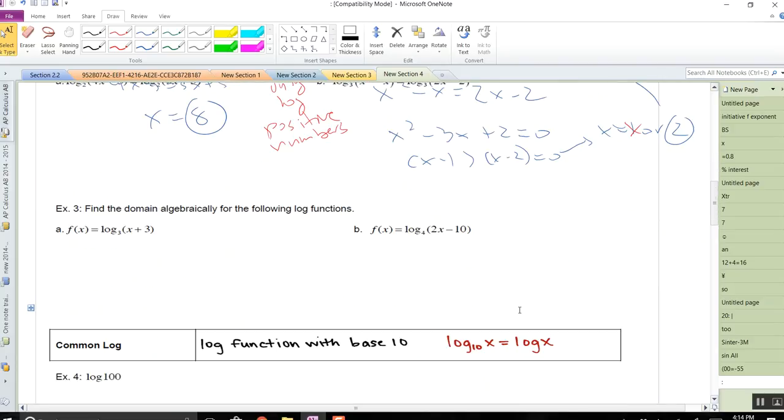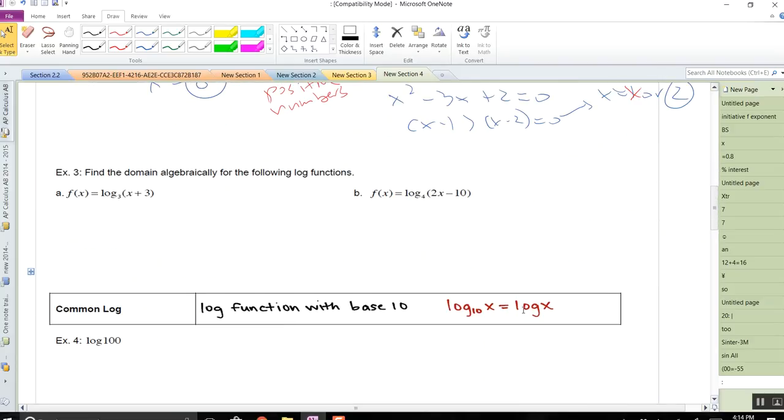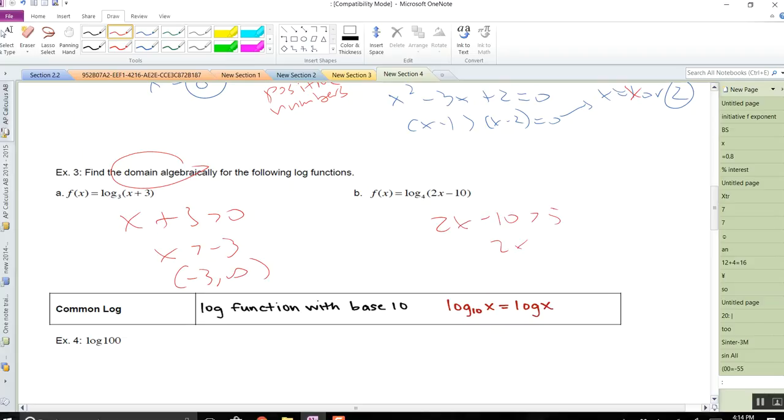So again, we can only log positive numbers. So when you're asked to find the domain algebraically, basically you need to make sure the expression you're logging is positive. So x is greater than -3, so in interval notation, you get this. 2x minus 10 is greater than 0, 2x is greater than 10, x is greater than 5, so 5 to infinity.